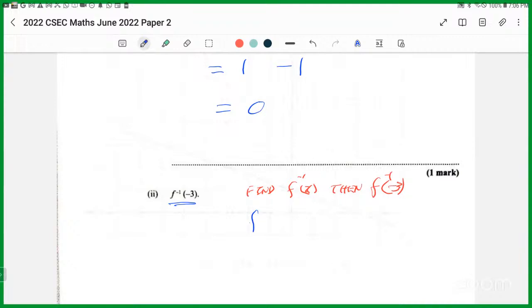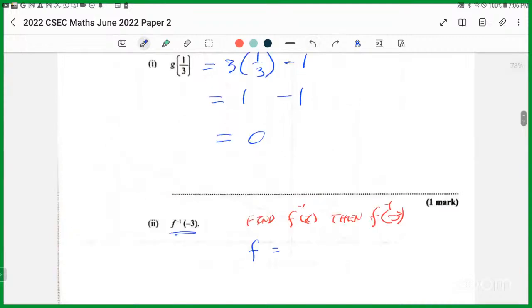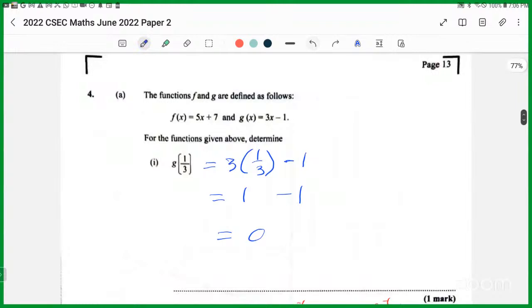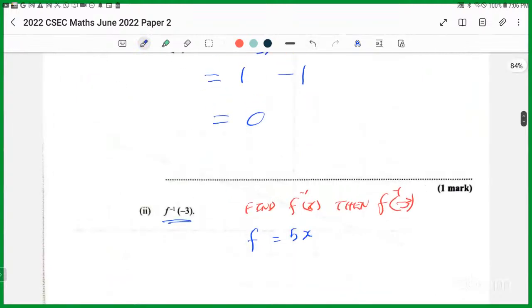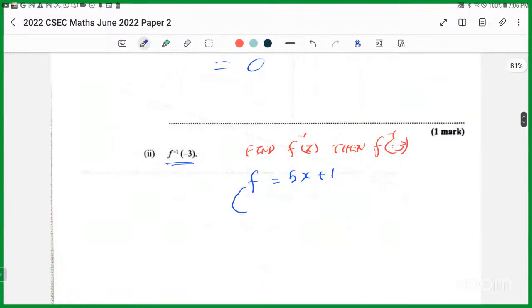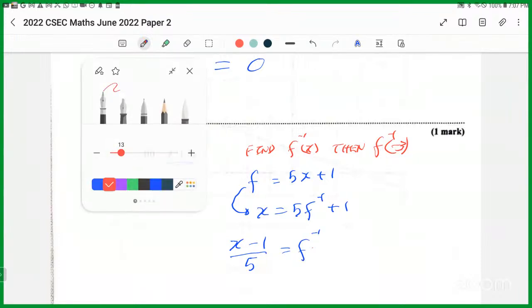So I want to start by saying f equals. Call the function f, which is 5x plus 7. f equals 5x plus 7. We're going to inverse it. The f becomes x, and this x becomes x to the minus 1. So it's 5x to the minus 1 plus 7. Then we want to make this the subject. So we subtract this 7 first and then divide by the 5. We get x minus 7, and then take this 5 and divide it under here. That is your f to the minus 1 of x.